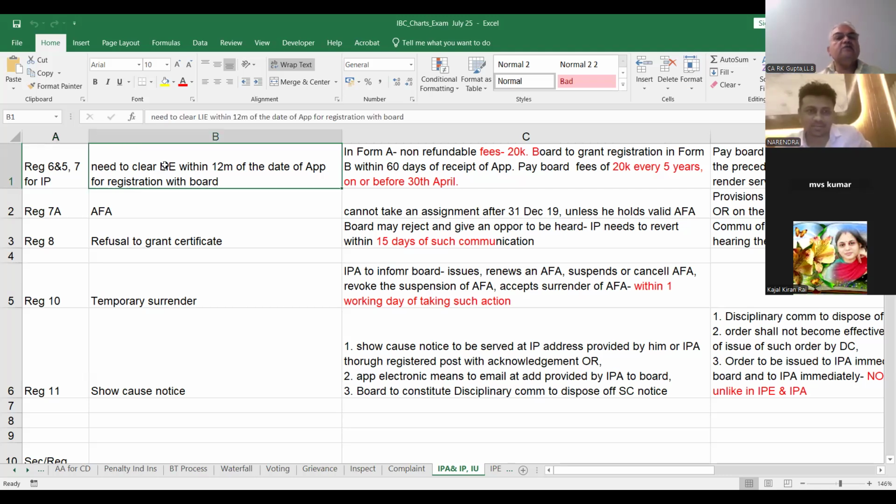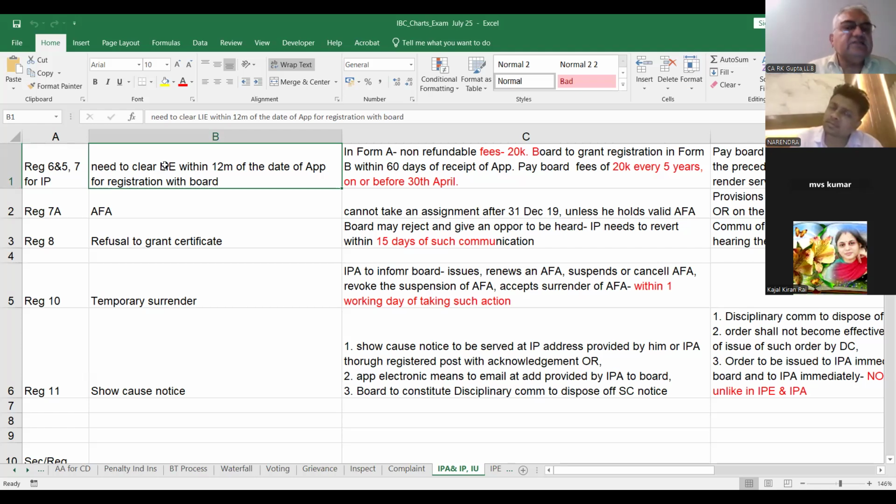So the first thing is what you have to do to become an insolvency professional. First of all, you have to clear the limited insolvency examination within 12 months from the date of application for registration with the board. Now, as per latest amended regulations, it is 24 months. It is 2 years now.